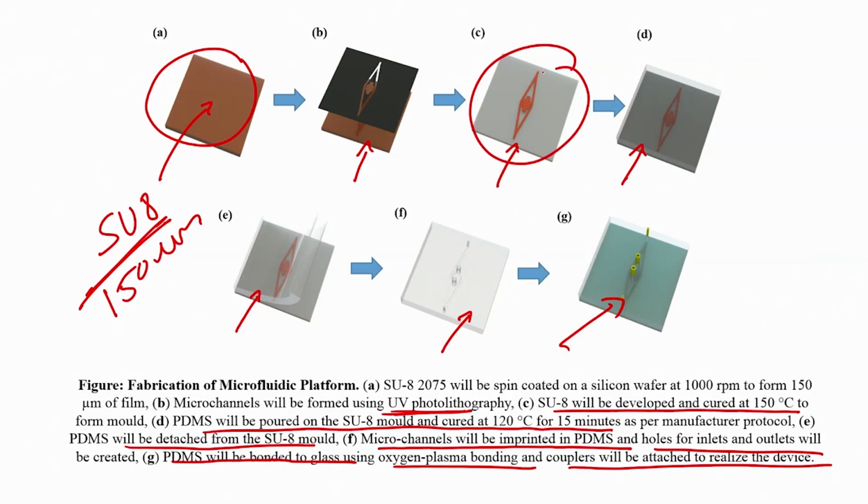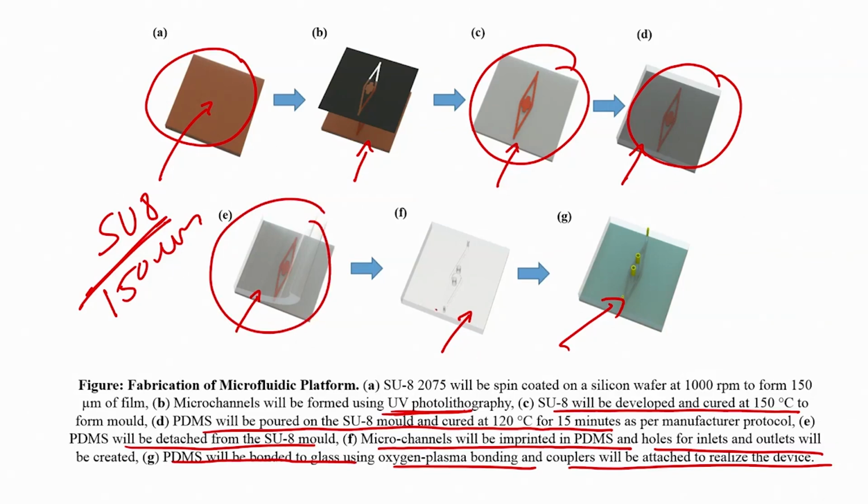After mold we pour PDMS on the mold. After pouring PDMS, we have to cure PDMS at 120 degrees centigrade for about 15 minutes. Following that, we will peel off or we will detach PDMS from SU8 mold, which you can see in E.